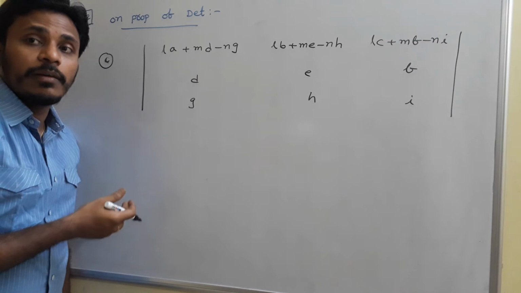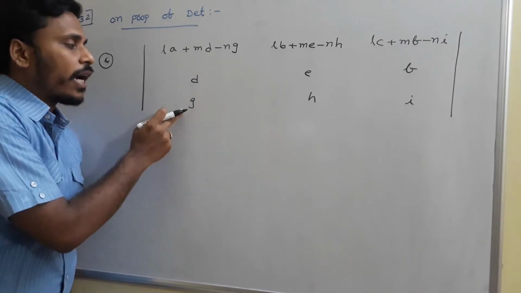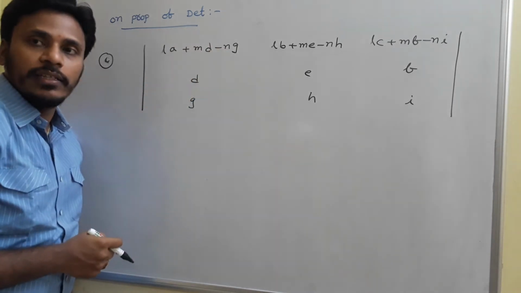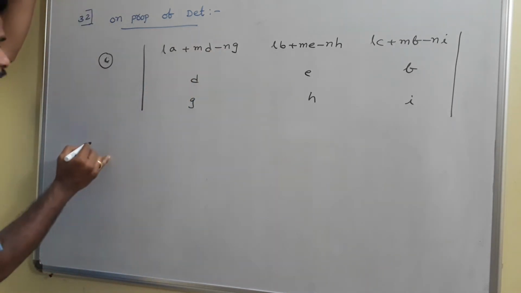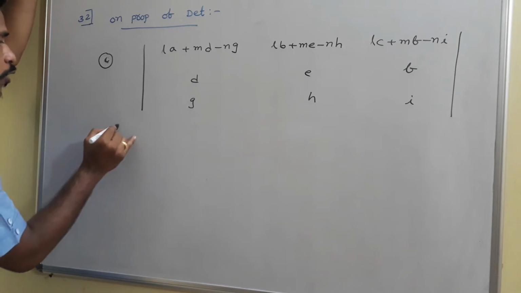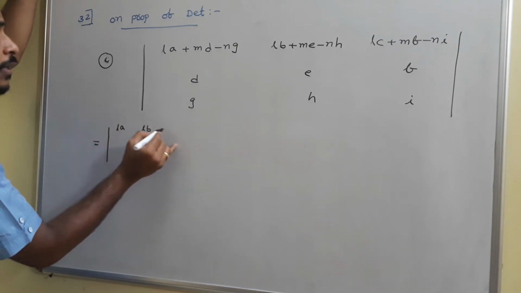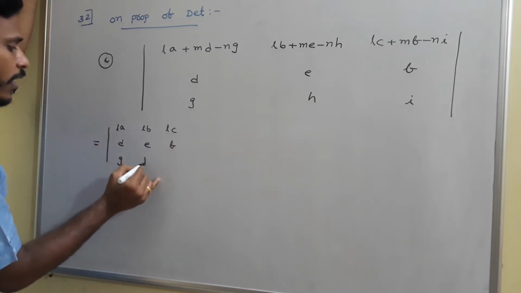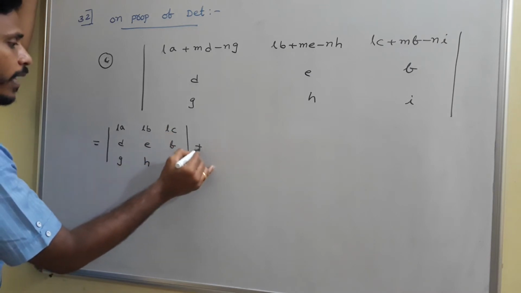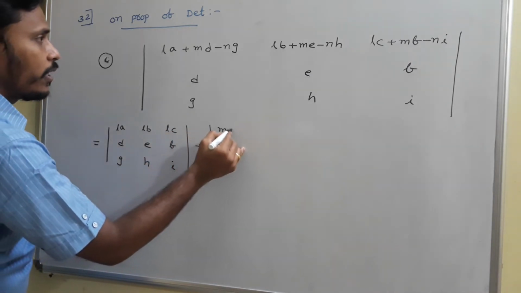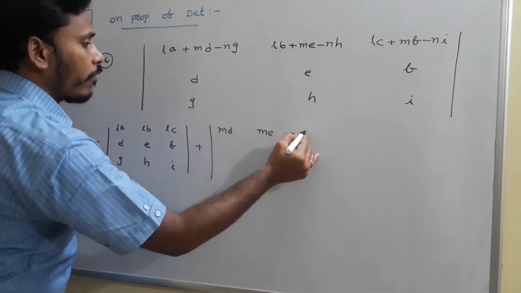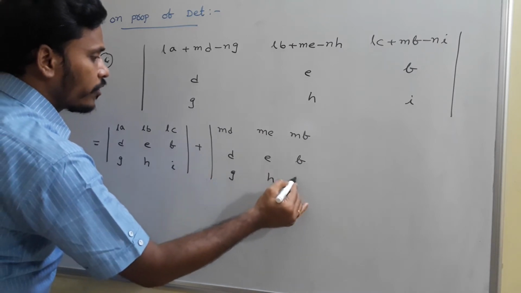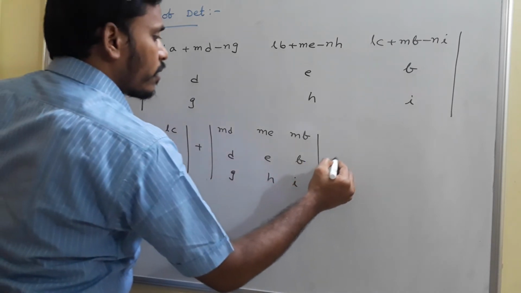Just as we discussed in the previous cases, based on this second row and third row, we have a chance to split the first row to find the determinants. So how can we split? I will split it like this. This is equal to the determinant of LA, LB, LC, where the second row is the same as DEF and the third row is the same as GHI, plus the next one, MD, ME, MF, where the second row is the same DEF and the third row is the same GHI.